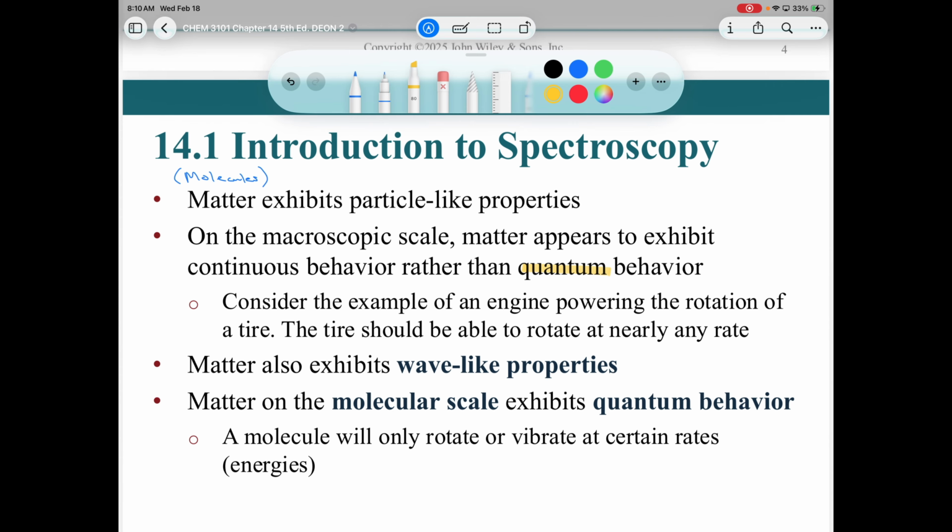Now, if you think about a tire spinning on an axis, technically you could make the tire spin at any speed, right? You could make it spin at 40 miles an hour, 40.1 miles an hour, 40.112 miles per hour, and so on and so forth. But if the tire behaved on a quantum mechanical scale, it would only be able to rotate at 40 miles per hour, 41 miles per hour, 42. That's what quantum behavior is.